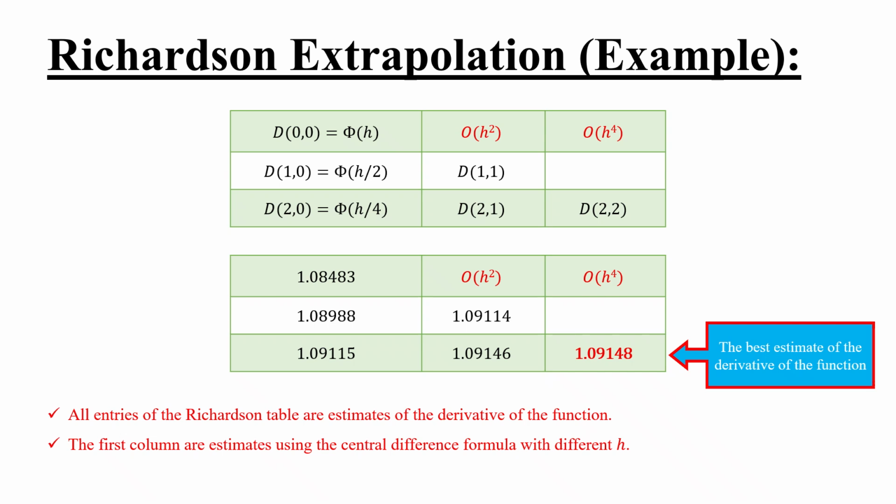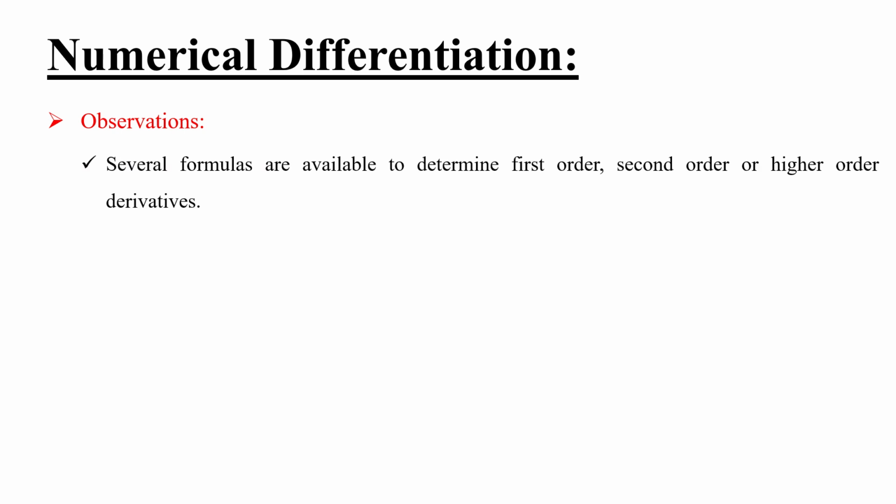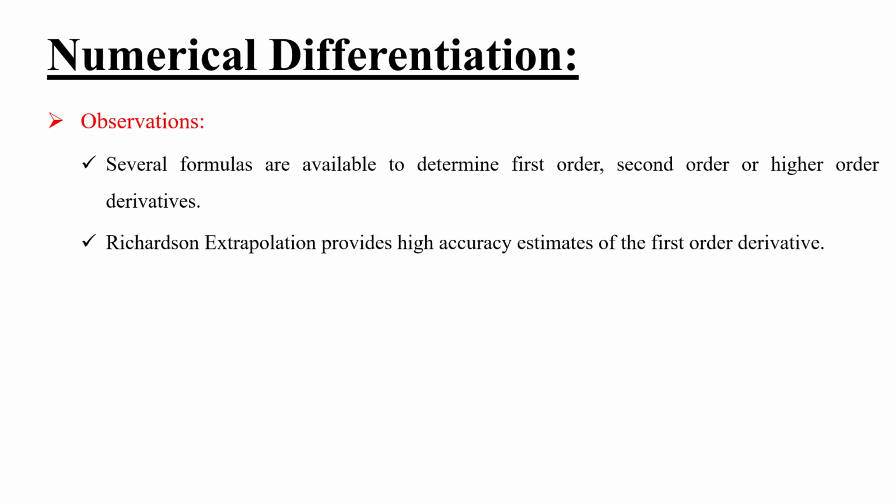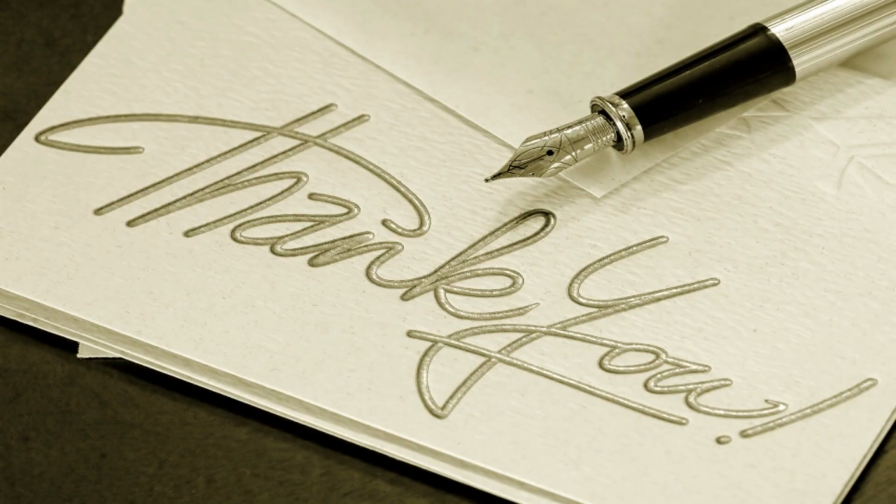The first column is estimated using the central difference formula with different h. The observation is that several formulas are available to determine first order, second order or higher order derivatives. Richardson extrapolation provides a higher accuracy estimate of the first order derivative.